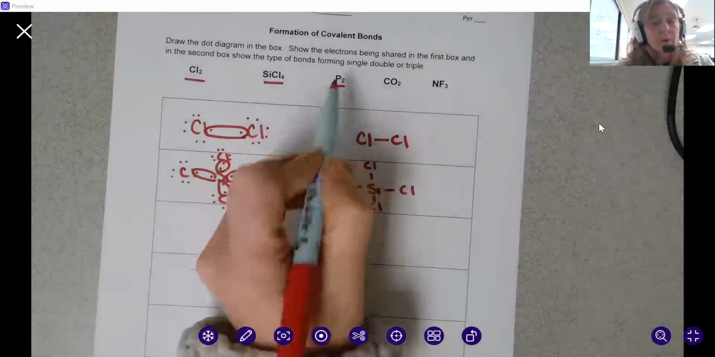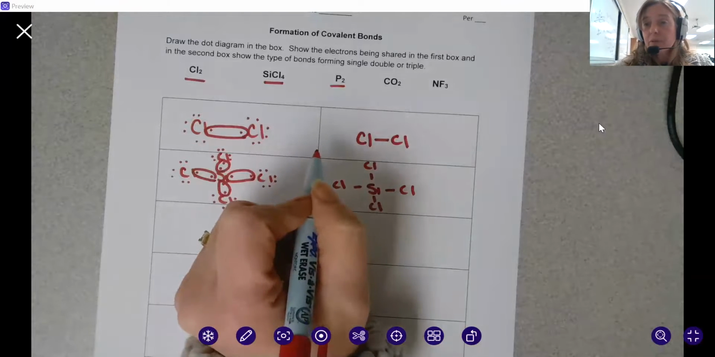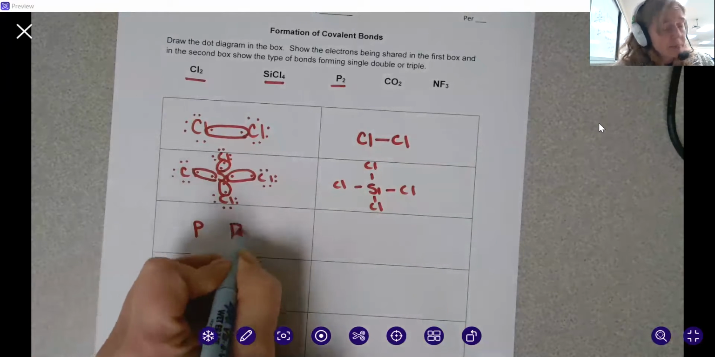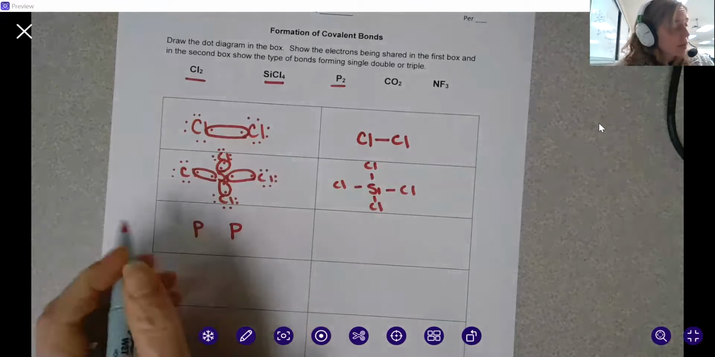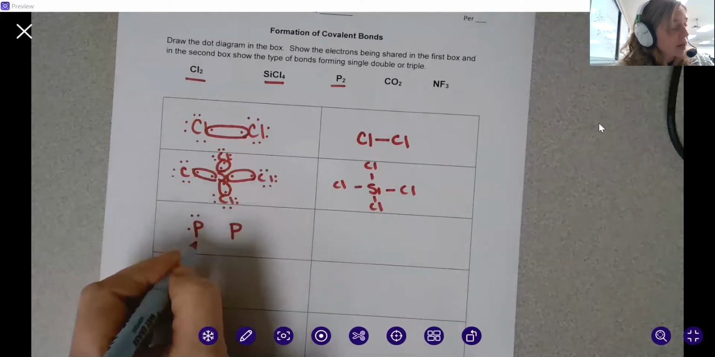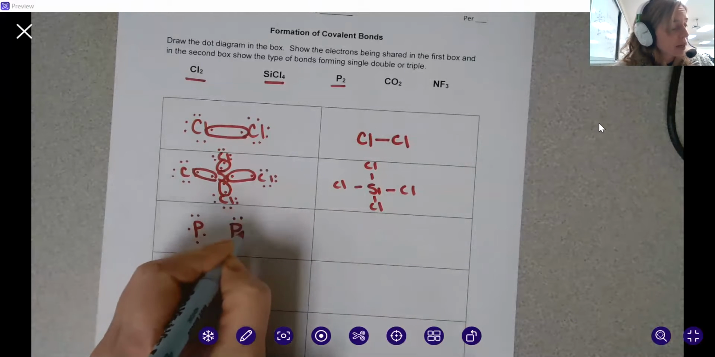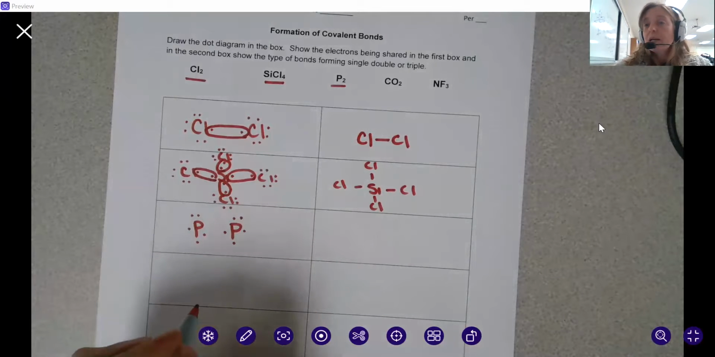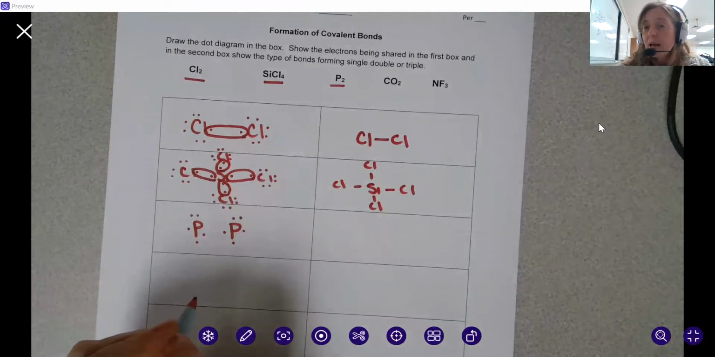Now let's look at the next one, P2. That's phosphorus bonded to itself. So I'm going to put a phosphorus here, and I'm going to put a phosphorus there. Now, phosphorus is located in column 15. Okay, so phosphorus has 5 valence electrons. It needs 3 to make 8.